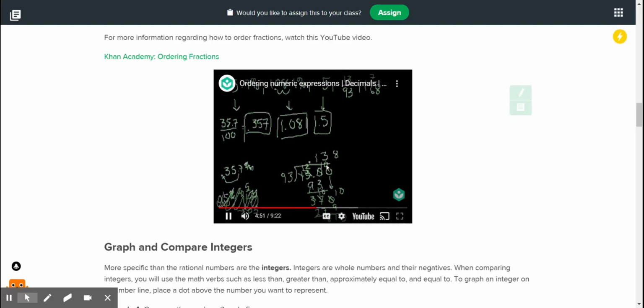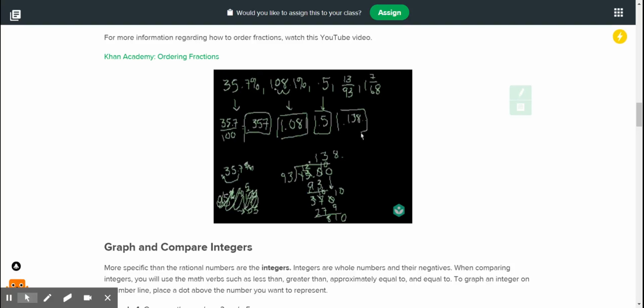We could actually keep going, but for the sake of comparing these numbers, we've already gotten to a pretty good level of accuracy. So let's just stop here, because the decimal could keep going on. For the sake of comparison, I think we've got a good sense of what this decimal looks like. It's 1.138, and then it'll just keep going. So let's write that down.